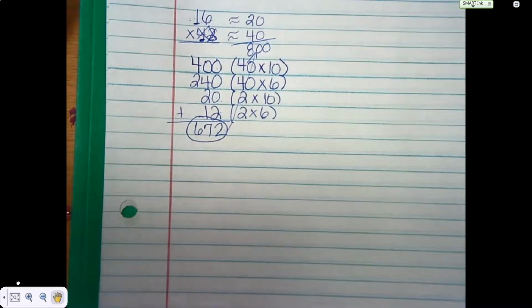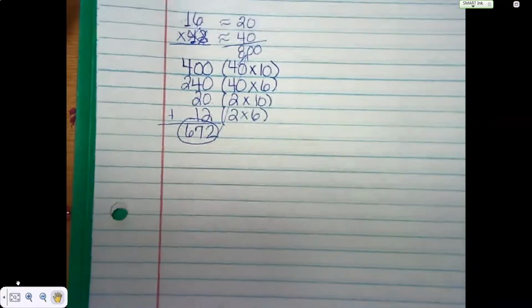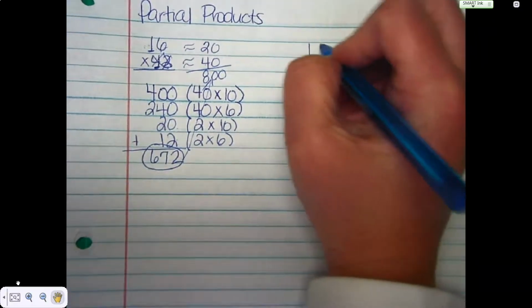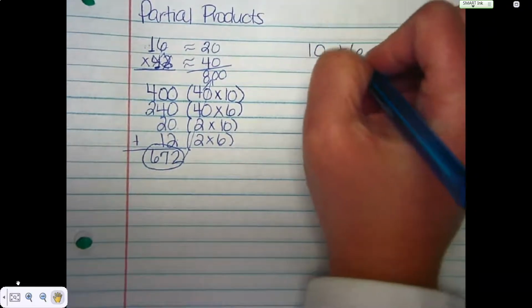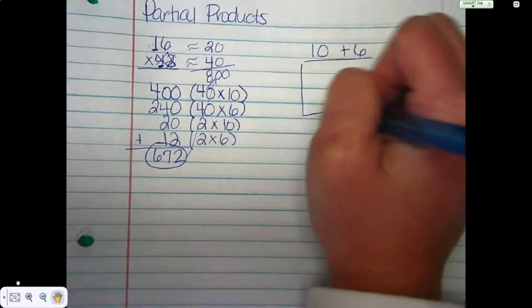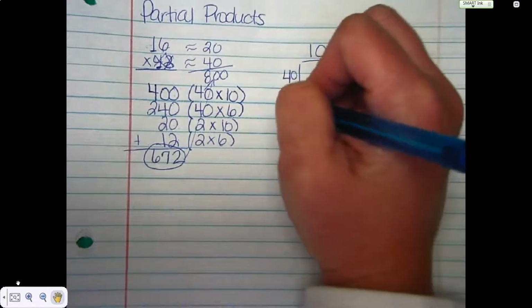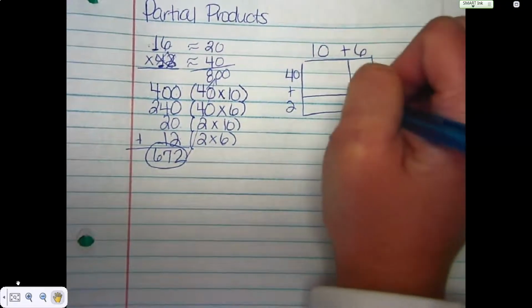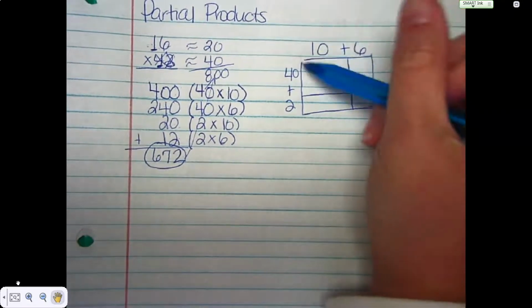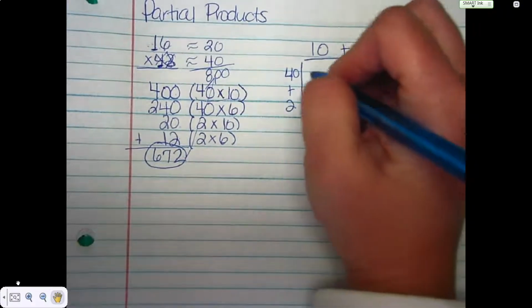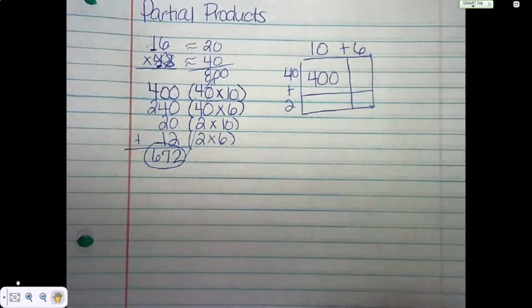If we looked at the same problem using the area model strategy that we used yesterday, we'll see that we get the same exact partial products. So if we say 10 plus 6 in our area model, and then we say 40 plus 2, then we will see that we're still multiplying 4 tens times 10, which is what we did right here. So that would be 400.